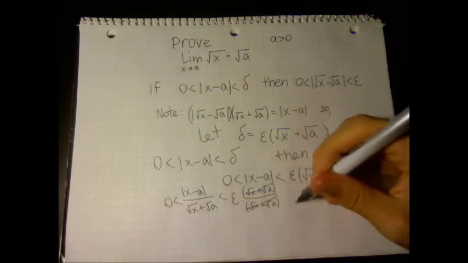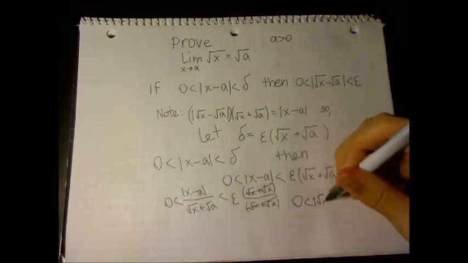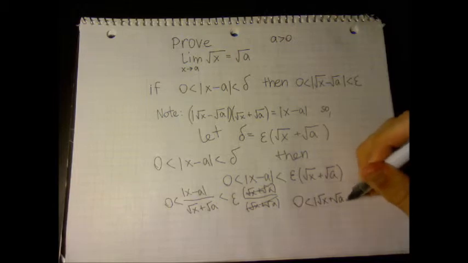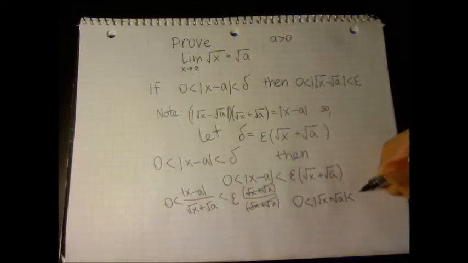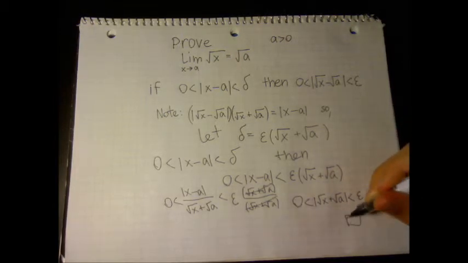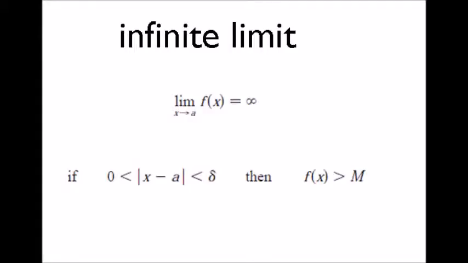If you didn't notice, the absolute value of x minus a divided by square root x plus square root a will result in the absolute value of square root x minus square root a. Finally, consider the infinite limit. In this case, the conditions for x and delta are not really modified. However, there is a significant change made to the y value.